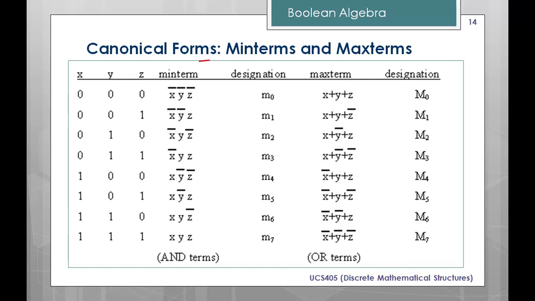Next, these are the canonical forms, and we are talking about minterms and maxterms. For 3 variables, how many truth table combinations are there? Total 8. See, these are the combinations. Now, these are the minterms, these are the maxterms. These are the designations, or we can say notations, for SOP and POS. Denoted by small m0, m1, that is SOP. And this is POS, that is product of sums. It is denoted by capital M0, M1, M2, and so on.